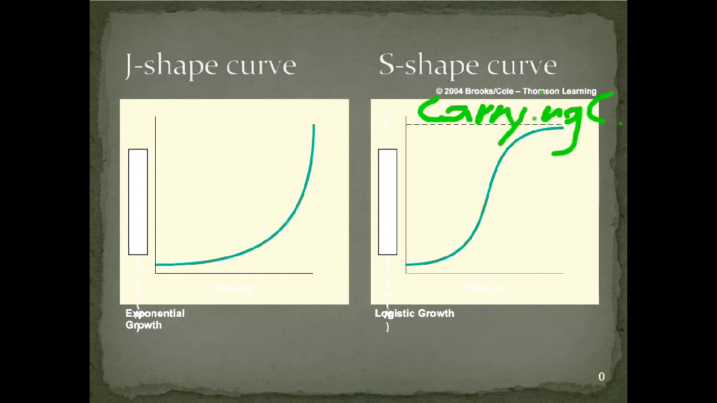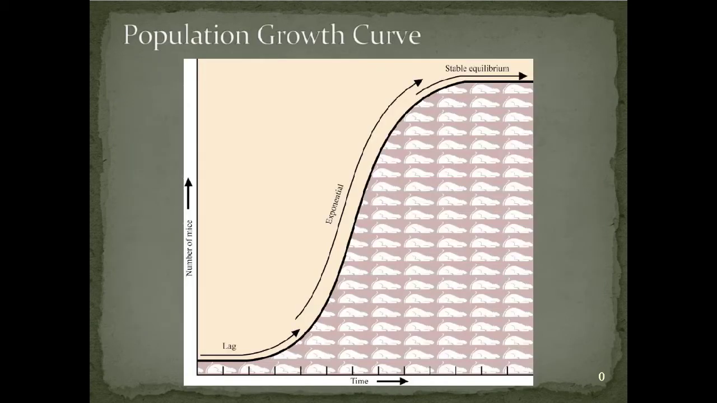I'll represent K by capacity here. So the carrying capacity here is that dotted line. When a population reaches it, it cannot go past it. It tends to plateau and then either drop off or stay at that plateau. And if we look in more detail at the S-shaped curve, you have these different periods within it. You have the lag period, and then the exponential growth period, and then the stable equilibrium where individuals have reached that point, that carrying capacity.